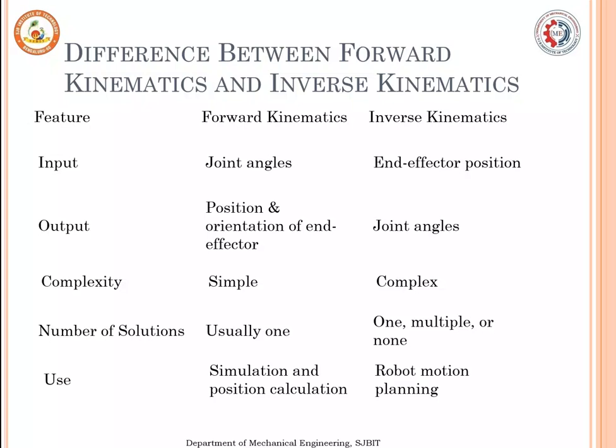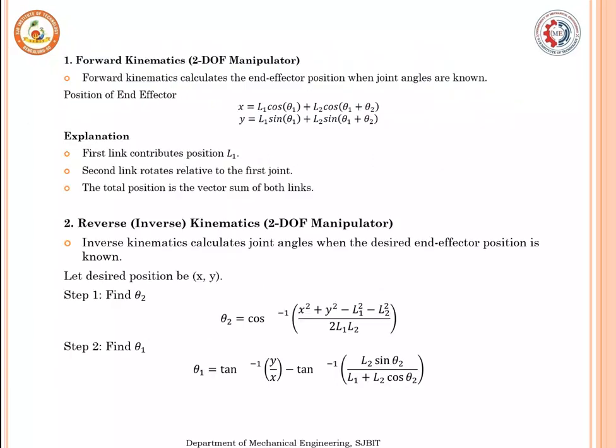The number of solutions in forward kinematics is only 1. In inverse kinematics, you may get one, multiple, or you may not get any answer at all. The use of forward kinematics is simulation and position calculation, which is easy. In inverse kinematics, robot motion planning has to be done, as we know that the number of solutions is multiple, so robot motion planning has to be done.